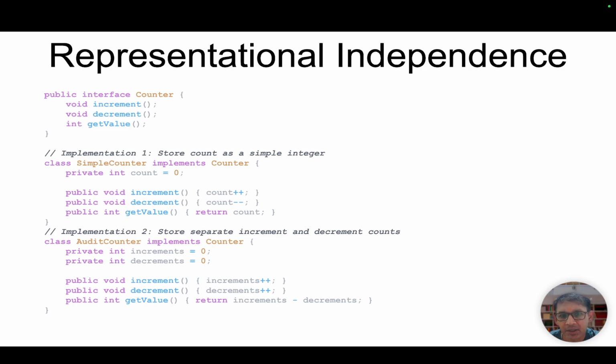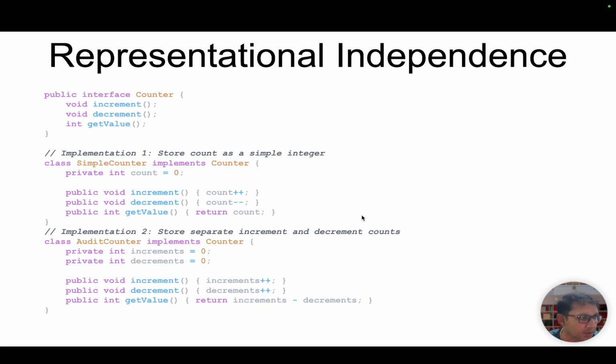The second implementation, audit counter, stores two separate numbers: the total number of increments and the total number of decrements. When you call increment, it increases the increment counter. When you call decrement, it increases the decrement counter. When you call get value, it returns increments minus the number of decrements.